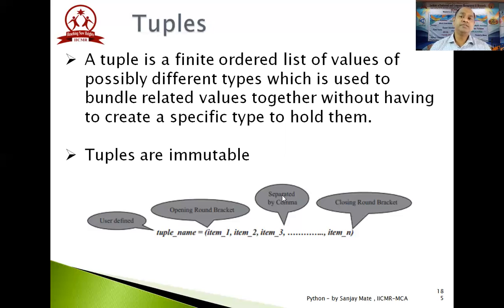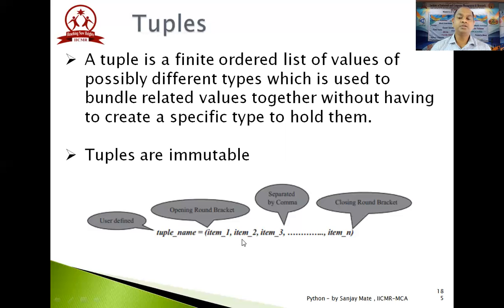So the third difference is what? To create the list, we use square brackets, but for the tuple, we use round brackets. So here I have shown you the example: a tuple, round bracket, then include item 1, comma, item 2, comma, item 3, comma, like this up to item n.